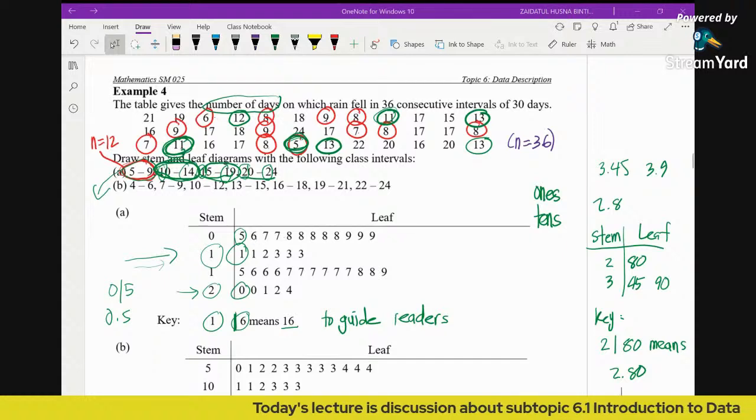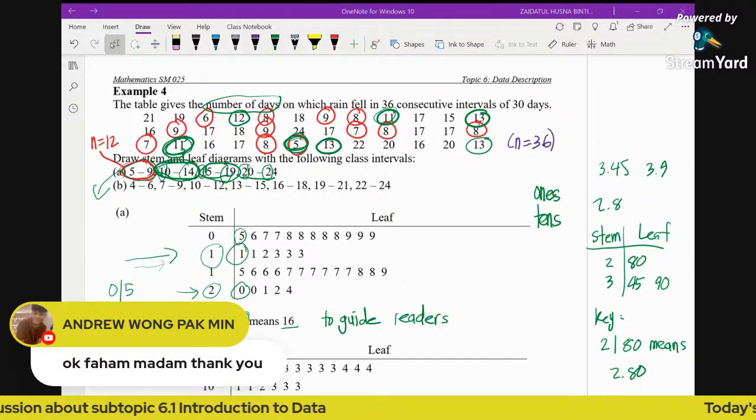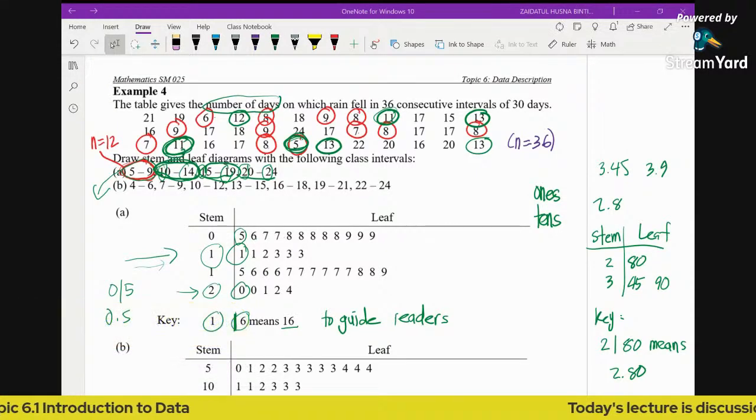So again, whenever you draw the stem and leaf, make sure to provide the key. Okay, good, Andrew. Dah faham dah. Okay, so now let's continue.